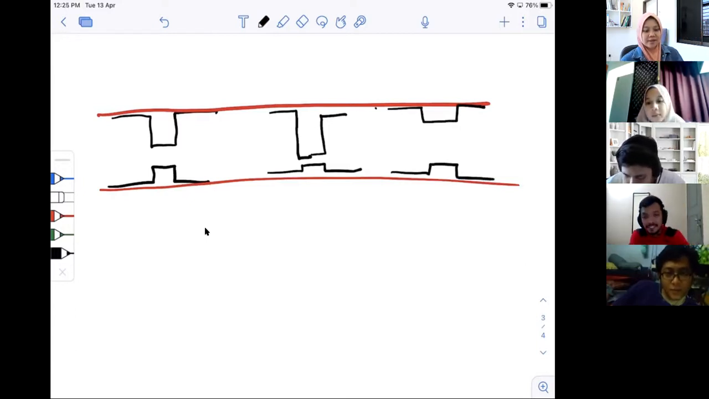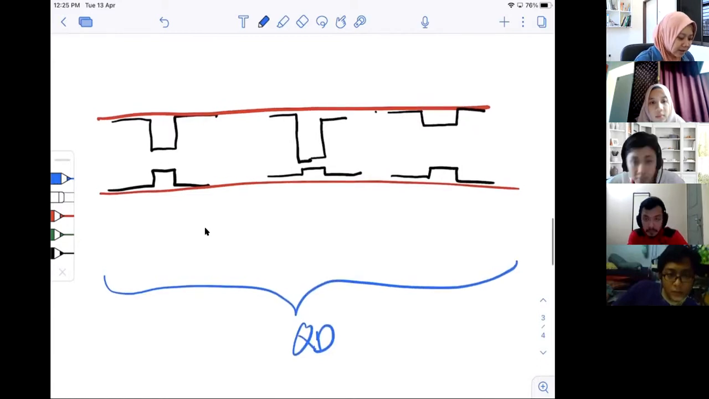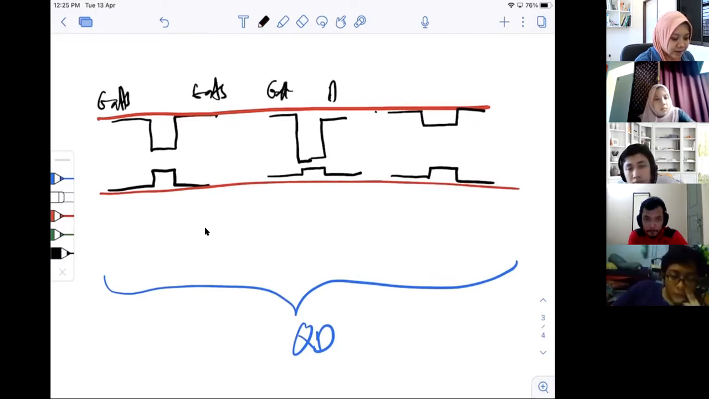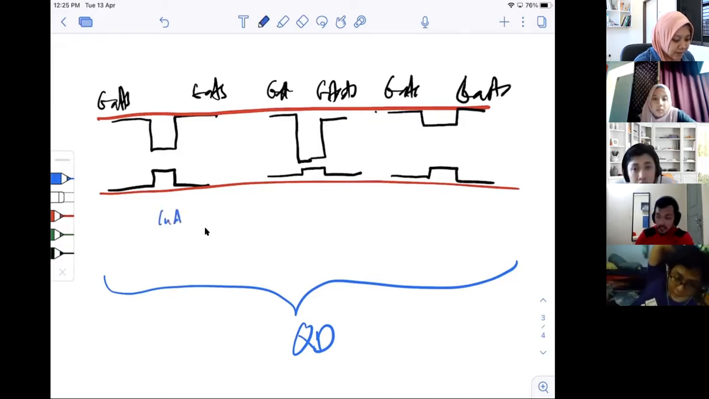Okay, so this, can you see ni semua quantum dot ni, the whole tray ni is quantum dot. And this can be the same material. Ni gallium arsenide, ni gallium arsenide, sama gallium arsenide, gallium arsenide, gallium arsenide, and tengah ni pun sama, indium arsenide.